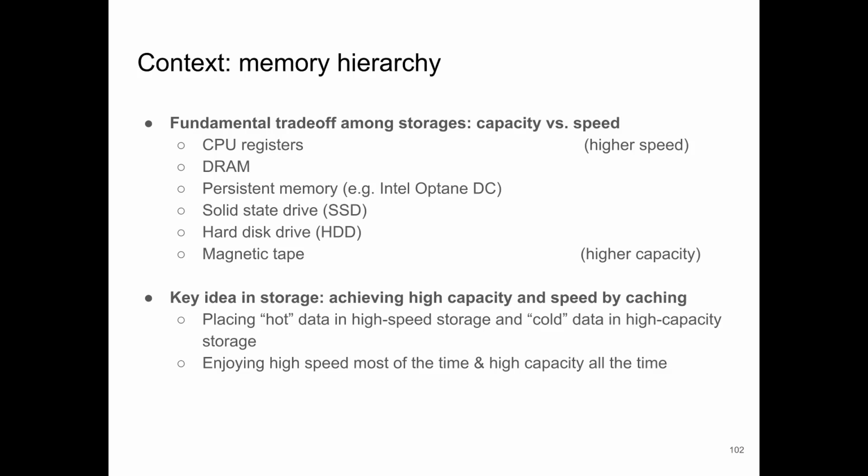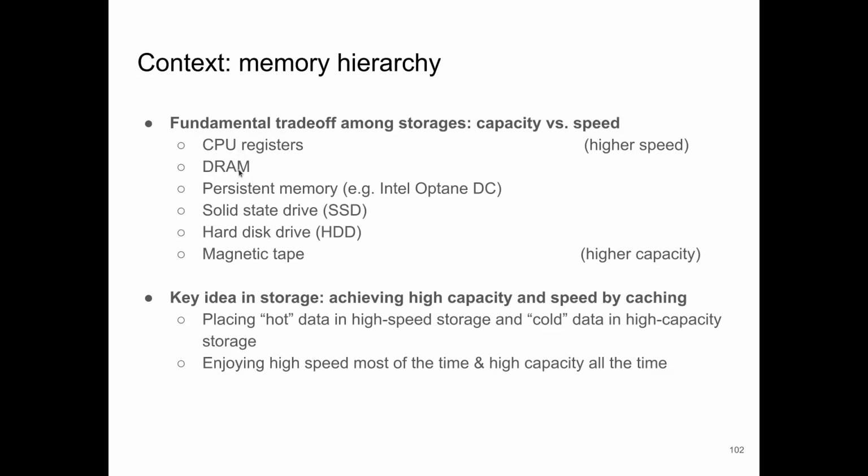DRAM has much higher capacity than registers, but unfortunately it has a much lower speed than registers. A trip to the DRAM takes tens of cycles or hundreds of cycles instead of only one cycle. In between the CPU registers and DRAM, there are CPU caches, which have higher capacity than registers, but lower speed than registers. But yeah, and so on.